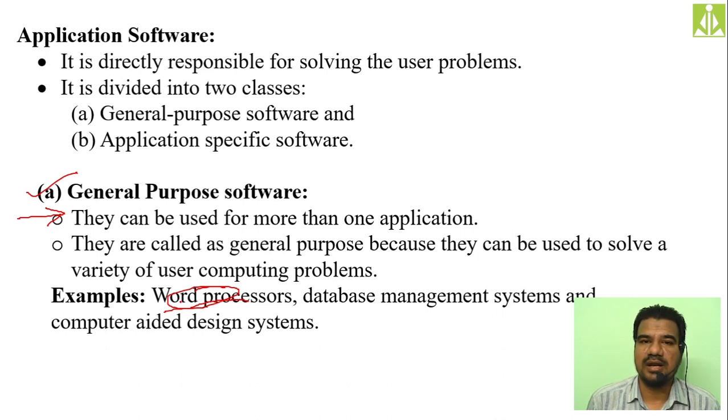You want to write a letter, you can write. You want to prepare a document, you can prepare. You are noting down some important points, you can. You want to do some text formatting, that also you can do inside MS Word. So all those different purposes we can solve with the help of MS Word. So MS Word is an example of general purpose application.